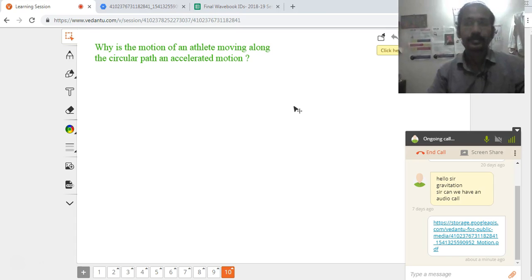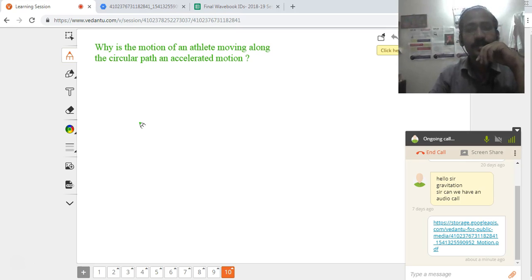Okay. So it's asking why the motion of an athlete moving along a circular path is an accelerated motion. Yes. We know that acceleration is the change of velocity by time. So when a person is accelerating, it is moving with a certain velocity, and it's moving in a circular path.